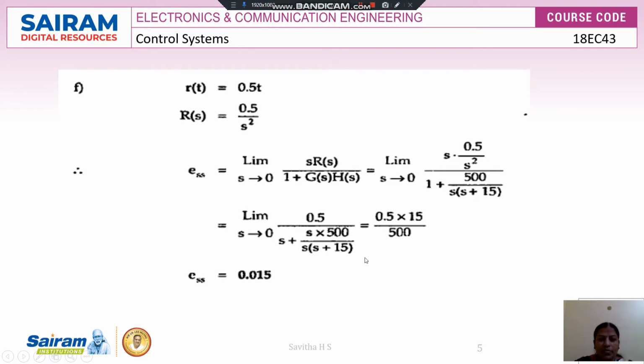Now again we'll simplify here. So this is 0.5 into 15 divided by 500. If I substitute the value and apply the limits, I'll get the value of ess as 0.015.